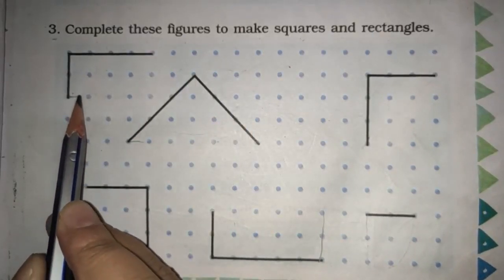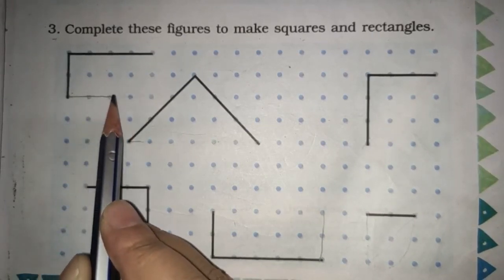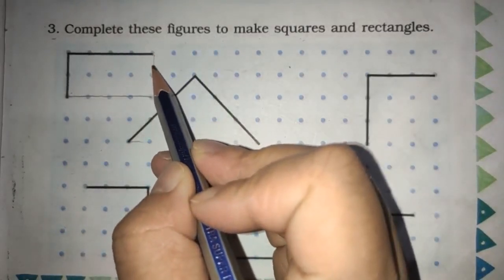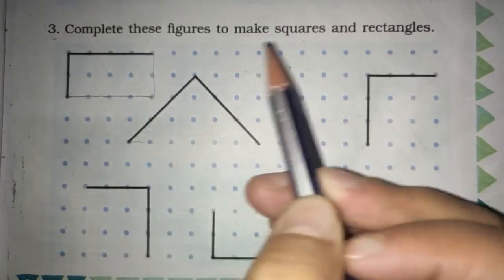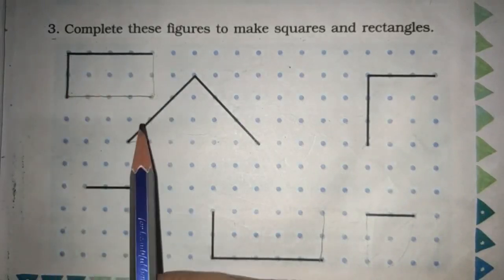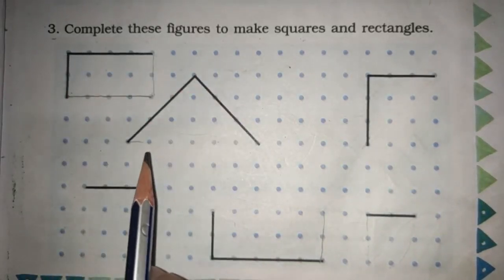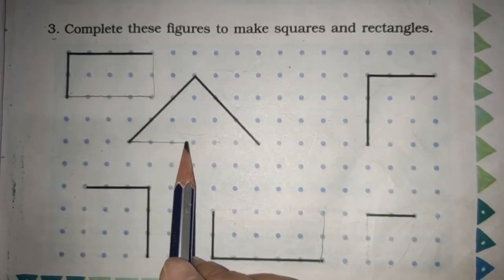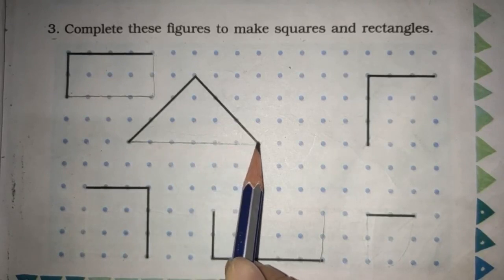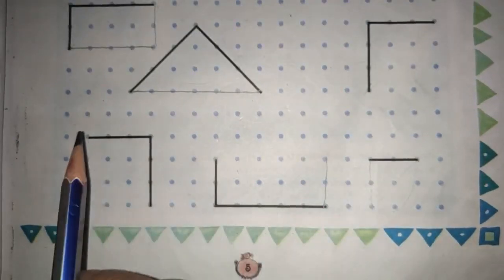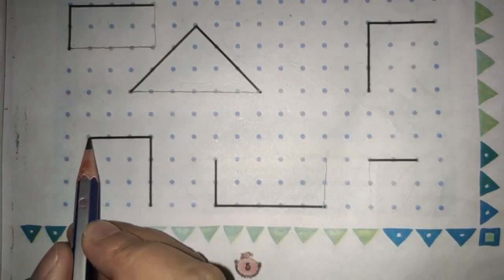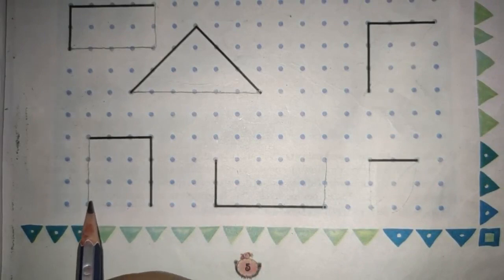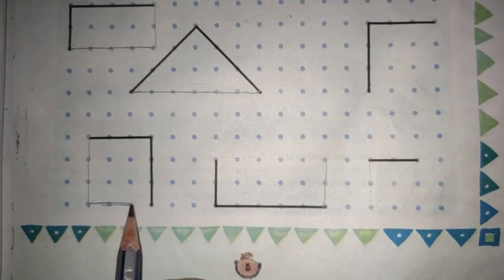We will first join the grid like we have done before. So I am joining this 4 grids and this 3 dots. So in this way I have completed the rectangle. So if you want you can use scale. Okay, you can use scale to join the dots also. So here also in this way I have completed the triangle. Let me complete this one. So here I have completed the square.